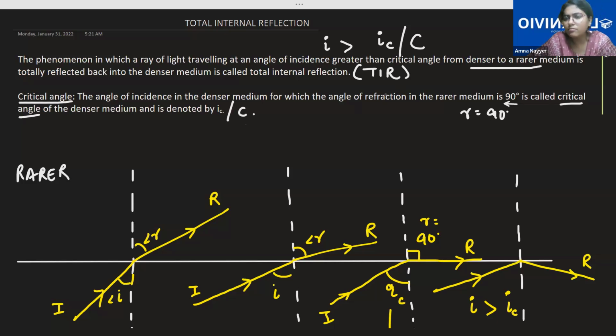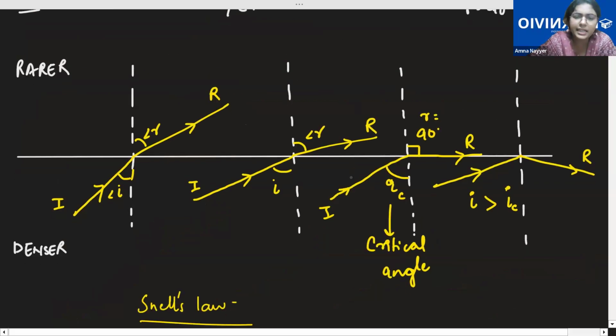I used IC because it helps you to remember, because C is the symbol for speed of light, but C is also there as the value. This is the meaning of total internal reflection, but it has a lot of applications. I'll tell you the applications later.